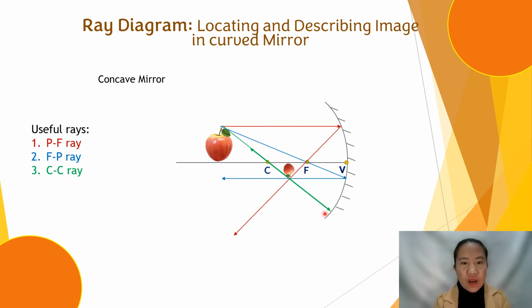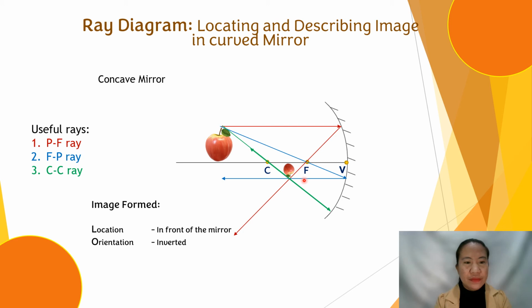Okay. So, what will be the image that will be formed? So, we will try to describe it. In terms of location, size, orientation, and type. So, for the location, the image will be located in front of the mirror between the C and F. Orientation niya, it is inverted. Okay, kasi nasa baba siya ng ating principal axis. And then, for the size, compare nyo dun sa object natin, our image is smaller than our object. Then, for the type, it is real.